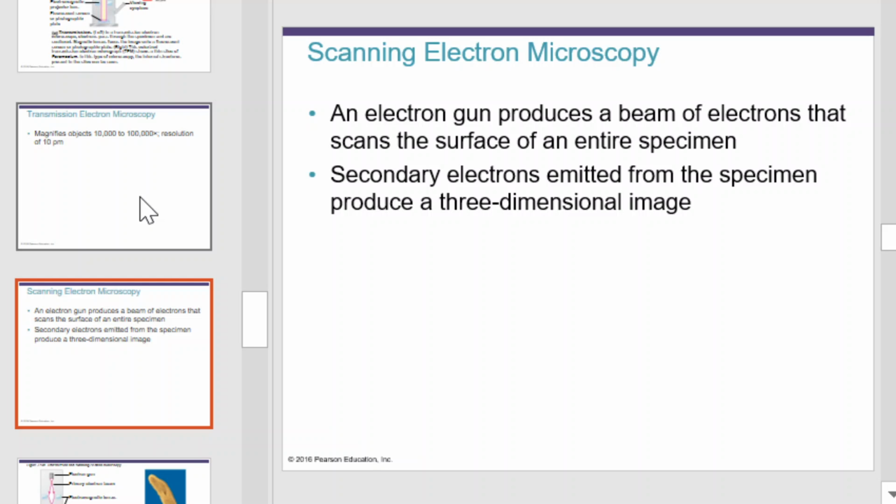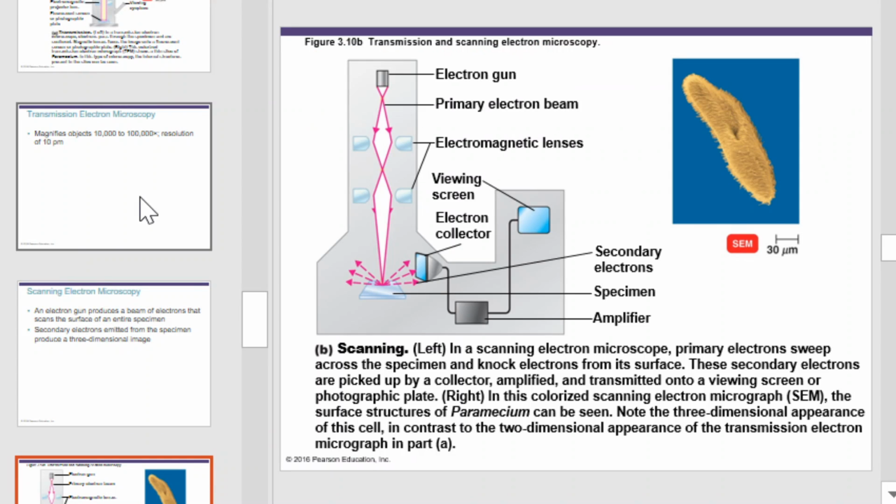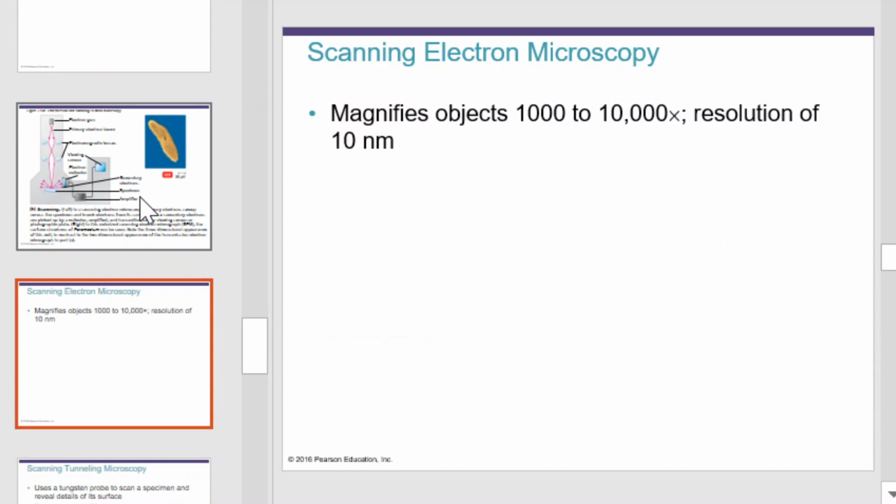Scanning electron microscopy. Scanning electron microscopy uses an electron gun to produce a beam of electrons that scans the surface of an entire specimen. Secondary electrons emitted from the specimen produce a three-dimensional image. This is an illustration of a scanning electron microscope. Scanning electron microscopes can magnify objects 1,000 to 10,000 times and have a resolving power of 10 nanometers.